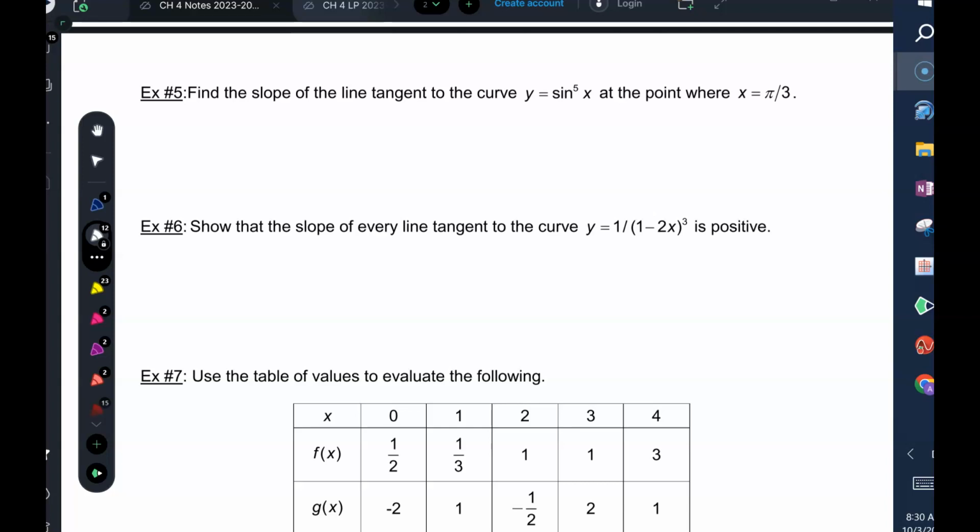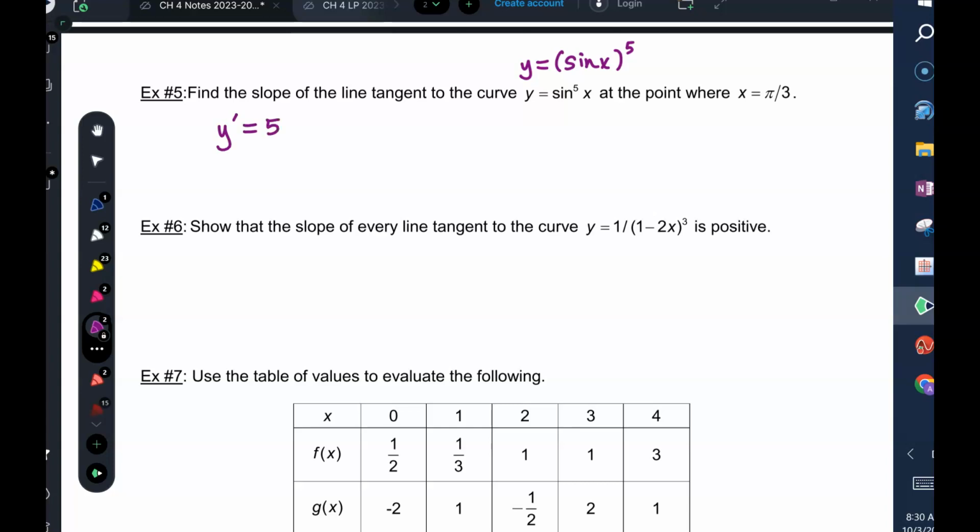Finish this last page. Okay, find the slope of the tangent to the curve y equals sine to the fifth of x. Remember, we can think of this as sine of x to the fifth power. I recommend rewriting it so that we remember when we do the chain rule what is considered the outside and what's the inside. So the outside is going to be the fifth power.